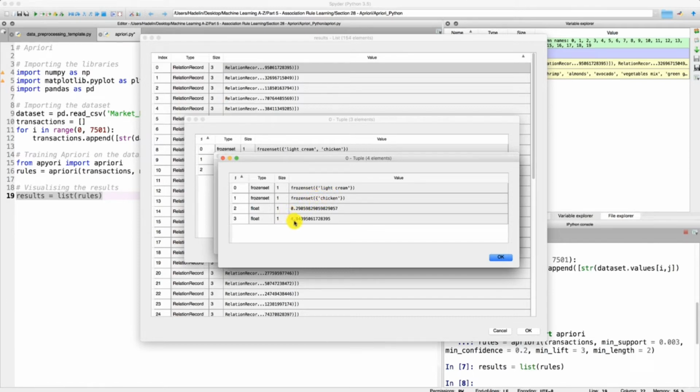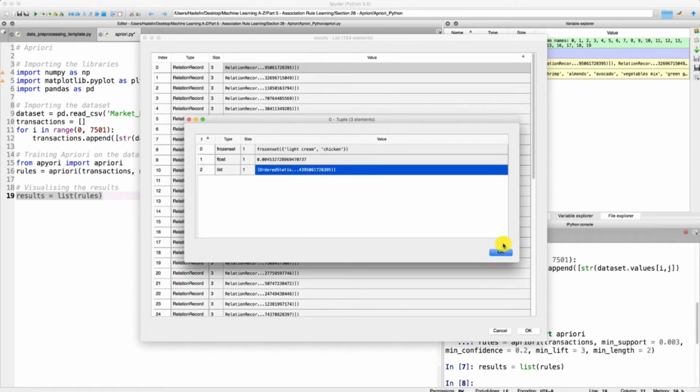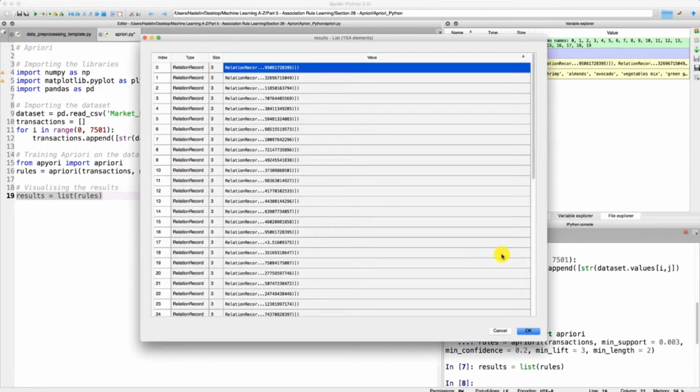And then we have the lift of this rule, which is equal to 4.8. And that's a very good lift. Remember, we're looking for lifts that are at least higher than 3. Well, here we get a lift of almost 5. So that shows actually the relevance of the rule. All right, so that's the most relevant rule. And now let's have a look at the other rules. We're going to look at the top 5. So let's press OK here, OK, and OK.